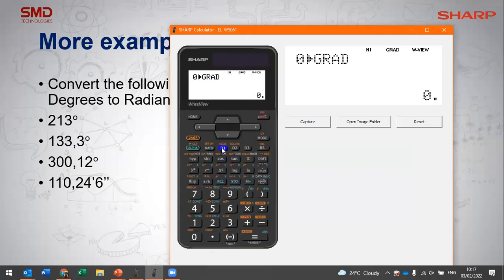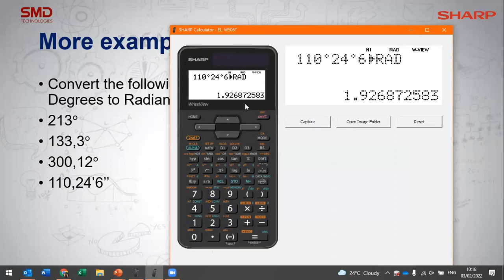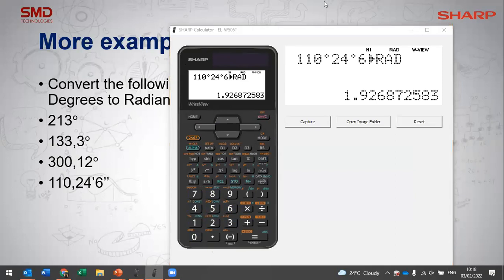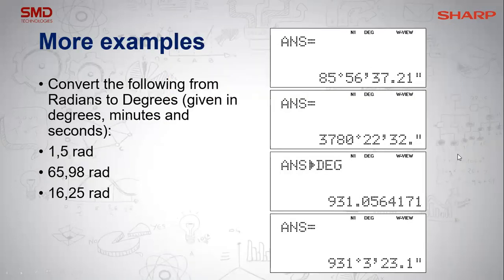So we just press D1. Okay, then we type this in using our hour, minutes, and seconds button, because it's asking for degrees, minutes, seconds. So like so. And then we would just press D1, and then it will automatically convert it into radians for us. Now, you can also convert from radians back to degrees quite simply.